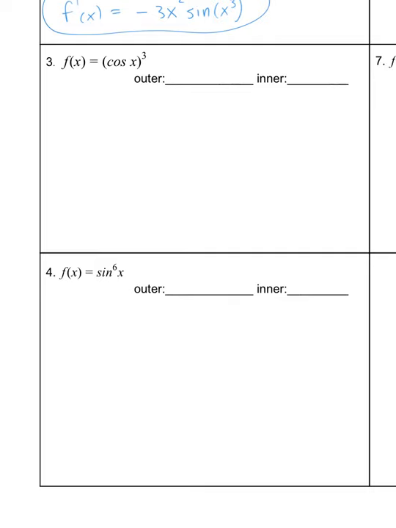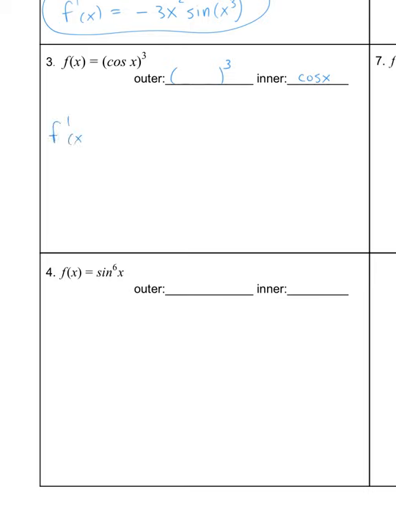Number 3, now we have the cosine of x all cubed. We are cubing the cosine of x. So our outer function is something to the third. Remember, the outside function is always doing something to the inside function. All right, so the outer is something to the third, and the inner is cosine of x. All right, so we get started.